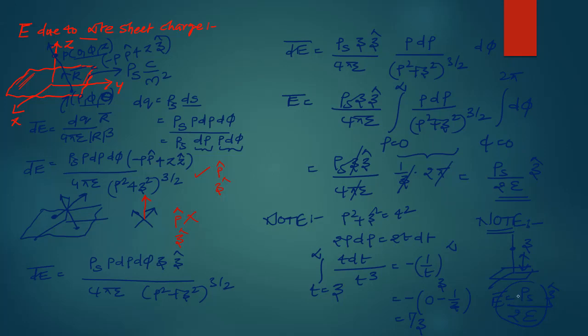But in case of the point charge or in case of the line charge, you can understand that as you are increasing the distance, the electric field intensity is reducing. But in this case, it is maintaining a fixed value.